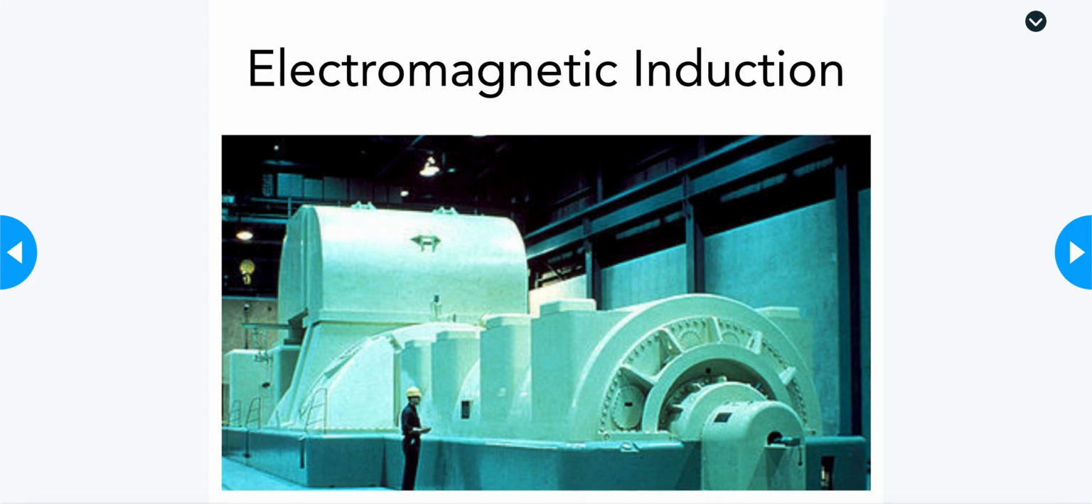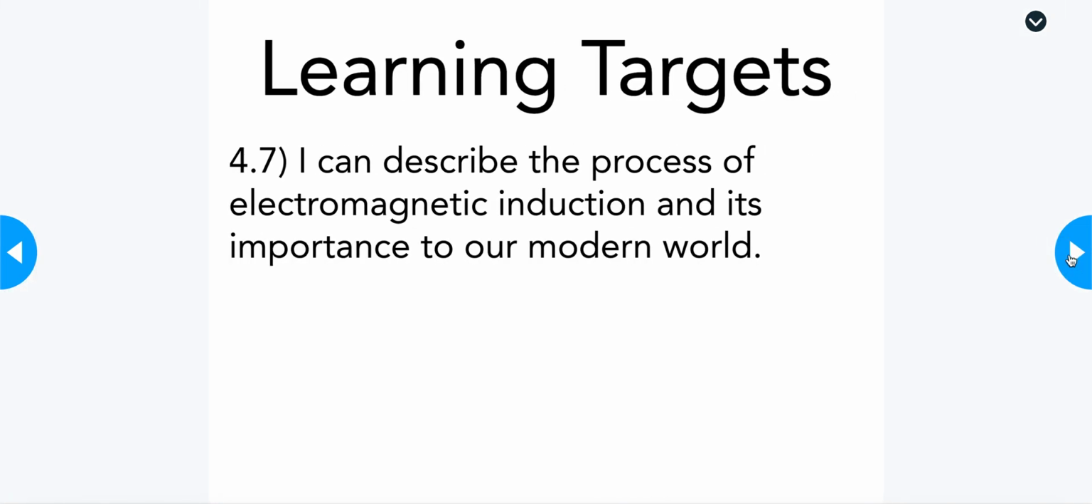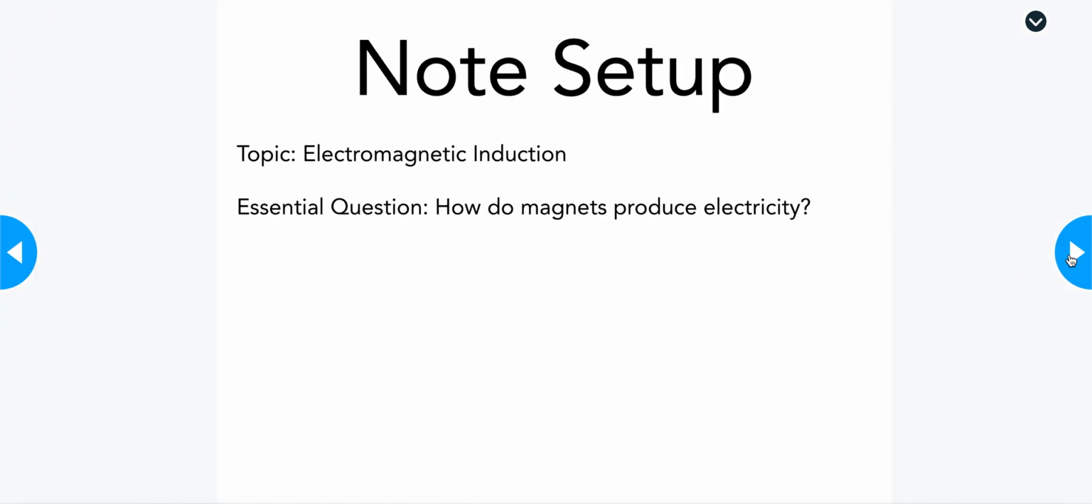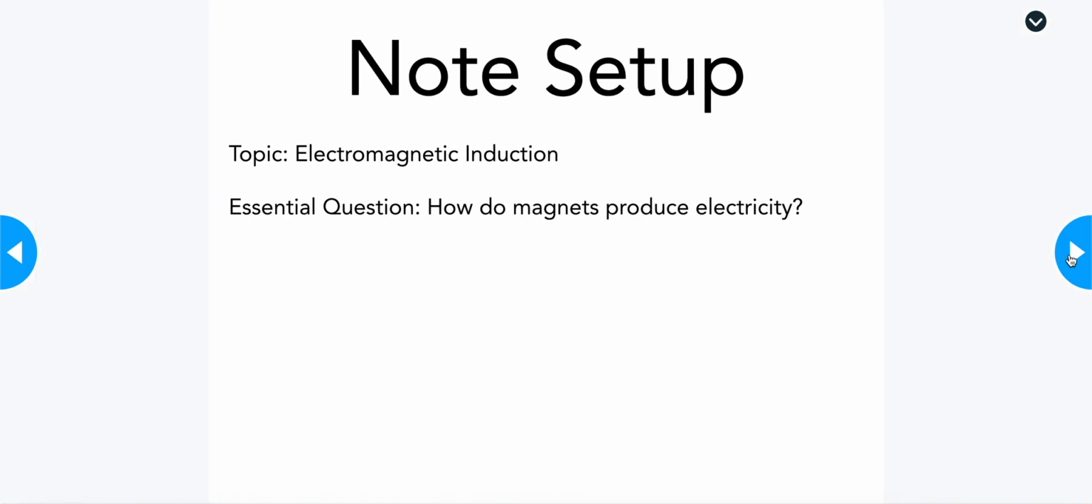Alrighty, folks. Today we are going to wrap up our discussion of magnetism and its connections with electricity by talking about electromagnetic induction. So let's go ahead and get to it. Our learning target for today is I can describe the process of electromagnetic induction and its importance to our modern world. So for your notes set up today, I want you to have your topic be electromagnetic induction, and your essential question is how do magnets produce electricity?